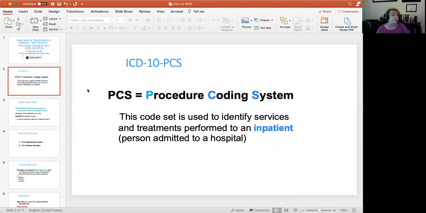Now, if any of you have ever been to a hospital, you know that most hospitals have an emergency room, and some of them have same-day surgery or outpatient surgery. Those two areas have nothing to do with procedure coding system, PCS. Only those patients that get a room upstairs, that are admitted into the hospital. Does that make sense? Do you understand who I'm talking about?